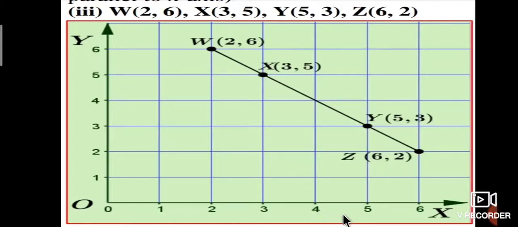Like that, for the point (5, 3), the first number always represents the x-axis, that is 5, and the second is always the y-axis, therefore 3. So the intersection of (5, 3) is point Y. Next is the point Z, that is (6, 2): along the x-axis 6 and the y-axis 2. The point of intersection of (6, 2) is this point. Therefore, consider this one.